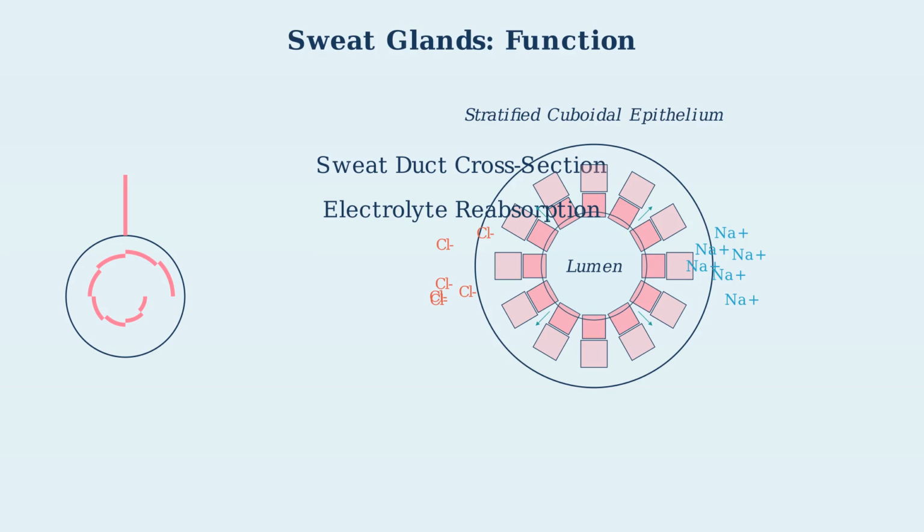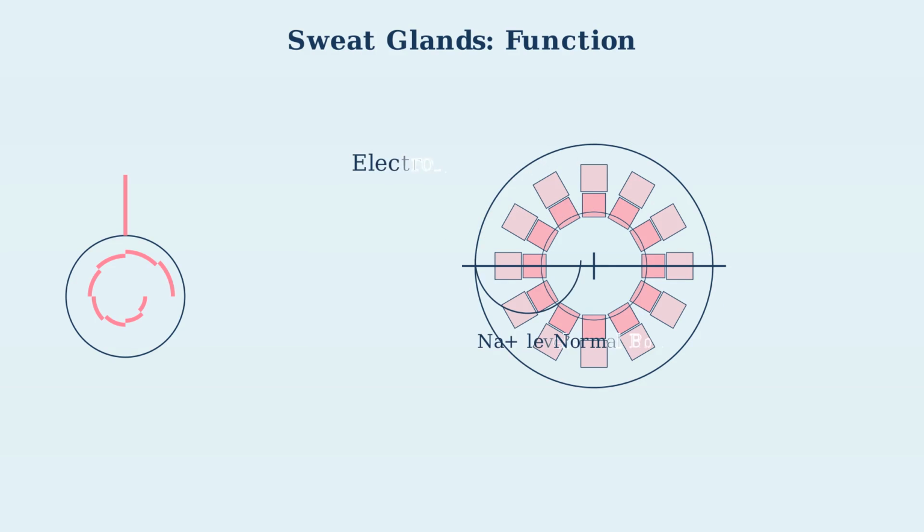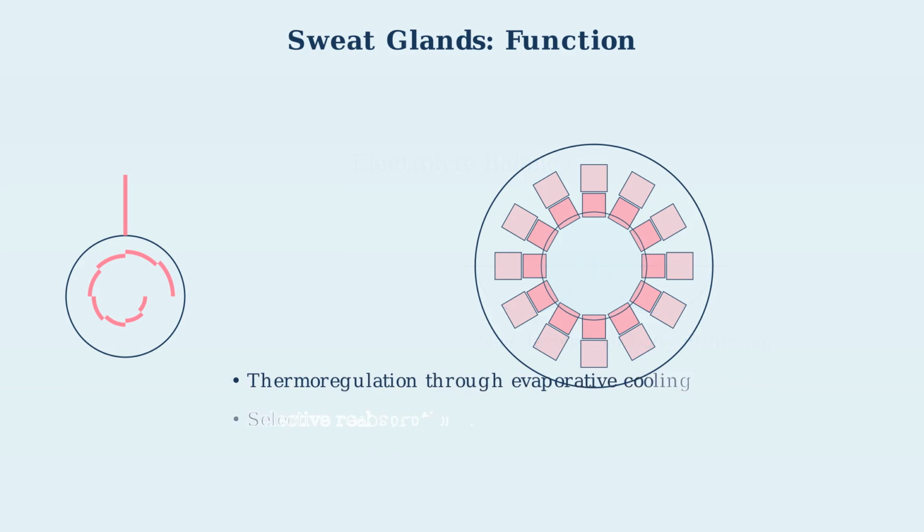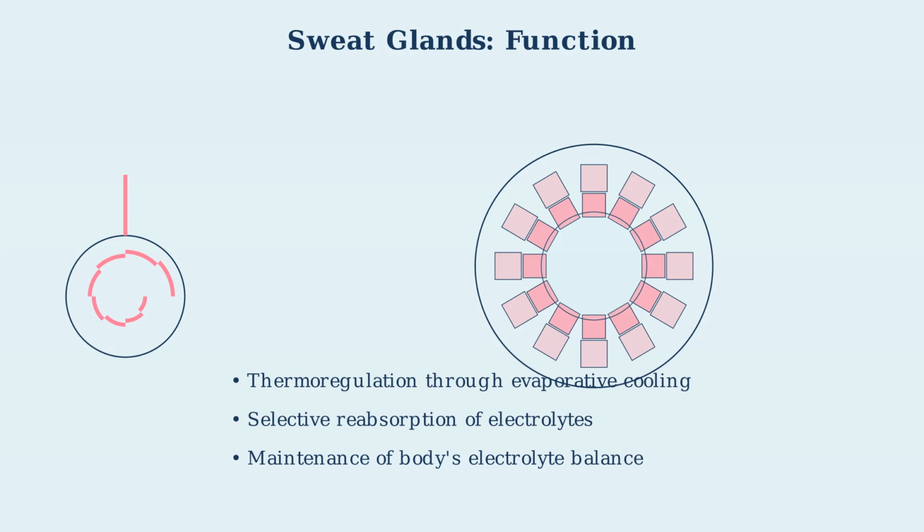As sweat passes through the ducts, sodium and chloride ions are selectively reabsorbed. This reabsorption process is critical for maintaining electrolyte balance in the body. By regulating the amount of sodium and chloride lost in sweat, the body can maintain proper fluid and electrolyte levels even during heavy sweating. In summary, the stratified cuboidal epithelium in sweat glands performs three essential functions.